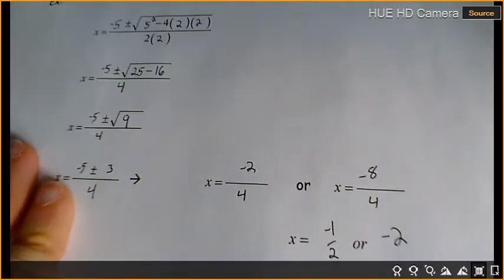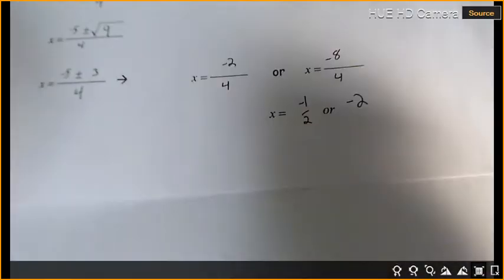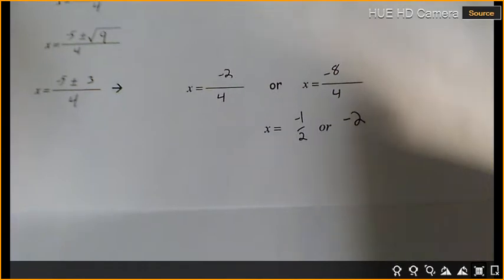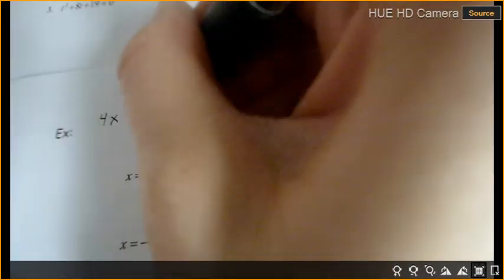Yep, and negative 2. Negative 2 over 4 is negative 1/2. The 2's on the top, right? Yeah. Okay, so I get 4x squared minus 4x minus 3 equals 0.